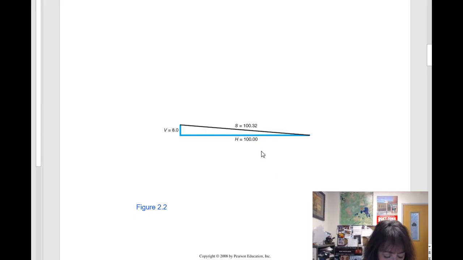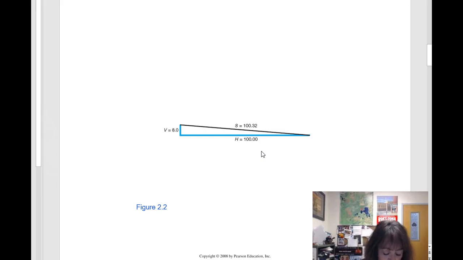Well, let's just talk about the three main trig relationships. We know that the cosine of any angle is equal to the length of the adjacent side over the hypotenuse, that the sine of any angle is equal to the length of the opposite side over the hypotenuse, and that the tangent of that angle is equal to the opposite over the adjacent.